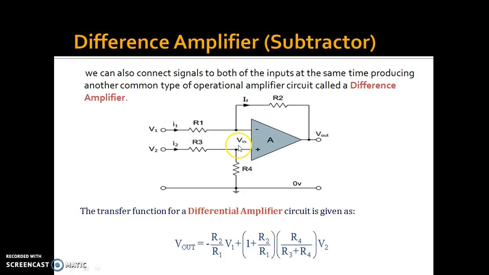Now what is Vin here? Vin is nothing but the voltage across the R4 resistance. So the Vin will be R4 by R4 plus R3 into V2. So the output voltage due to V2 will be 1 plus R2 by R1, into R4 by R3 plus R4, into V2. The overall output voltage due to two voltage sources will be like this equation.